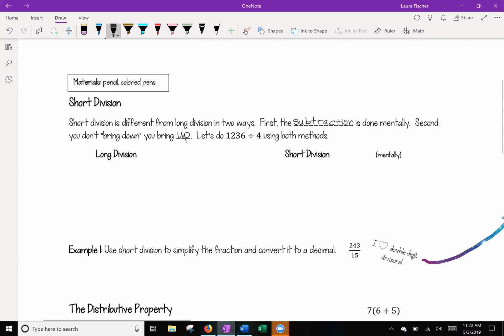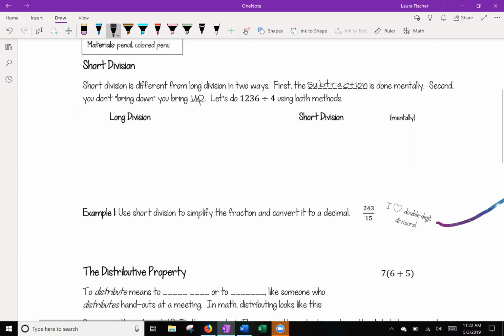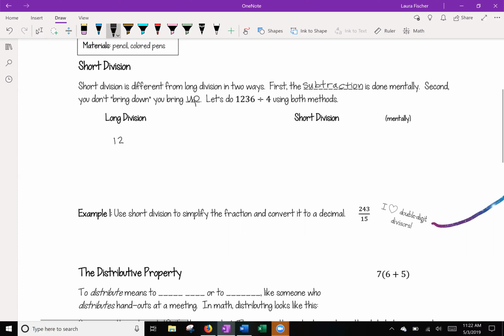So we're going to start by doing long division. We're going to use 1,236. We're going to divide it by 4. And we're going to just look at the long division so that we can see the differences and see the efficiency of it. So 4 goes into 12 3 times. We do the subtraction, and we bring down the next number. A lot of kids want to say 4 does not go into 3, and they want to bring down that 6 right away, but nope, 4 does go into 3.